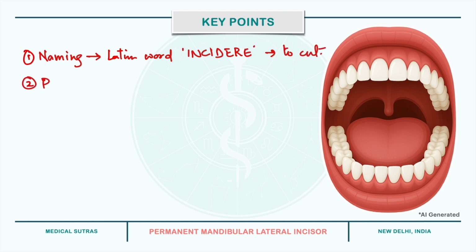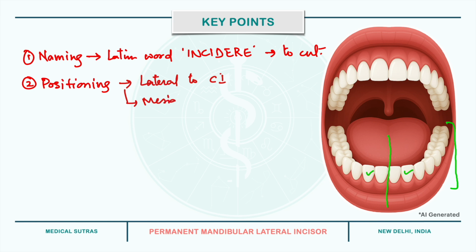Next we have the positioning. The permanent mandibular lateral incisors are located in the mandibular arch. They are two in number and are present on either side of the midline. They are positioned lateral to the lower central incisor and mesial to the lower canine.